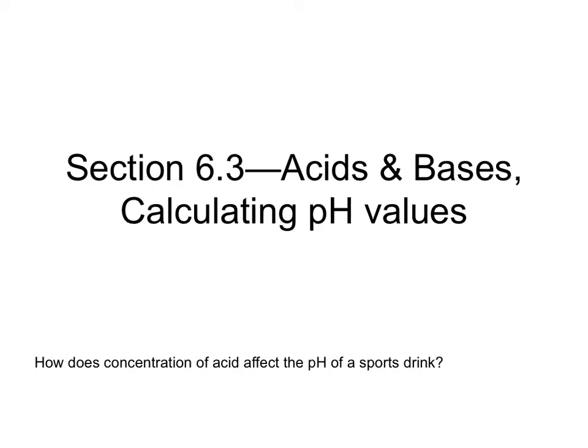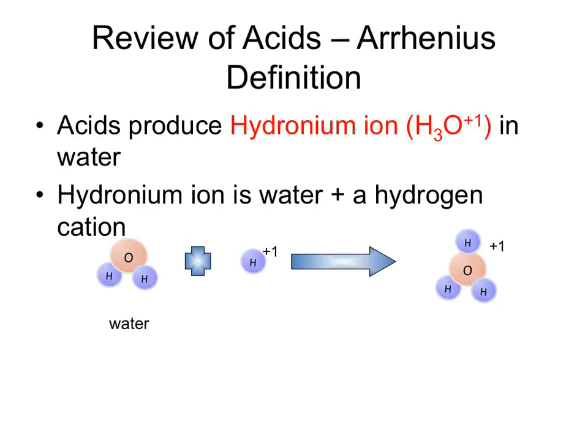In this section, we will talk about acids and bases. A lot of this is a review from Unit 2, and how to actually calculate the quantitative pH value. Remember that an acid, according to Arrhenius, is a substance that produces hydronium ions when dissolved in water.